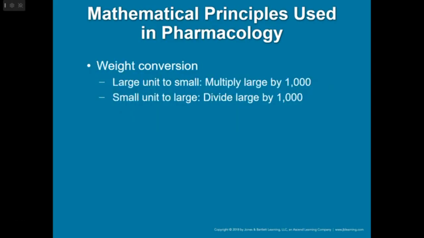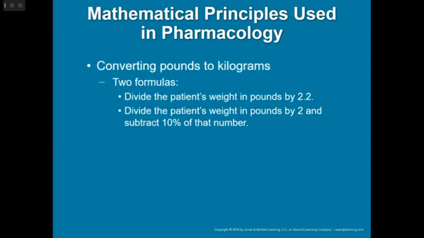Weight conversion. Larger unit to smaller, multiply the larger by 1,000, or vice versa. We use kilograms for all of our weights. Converting pounds to kilograms, there are two different ways to do it. We can divide the patient's weight in pounds by 2.2. So if you're using a calculator and you've got someone who is 220 pounds, divide that by 2.2, and that gives you 100 kilograms.